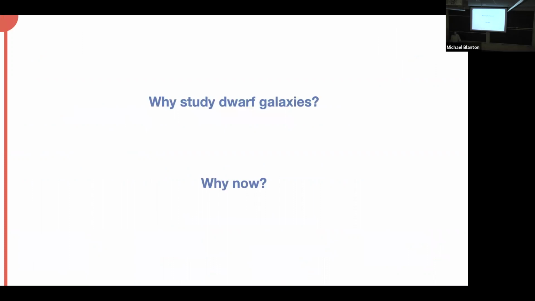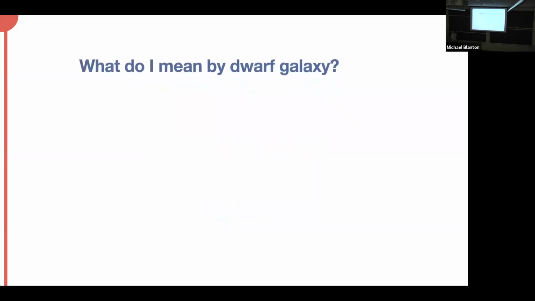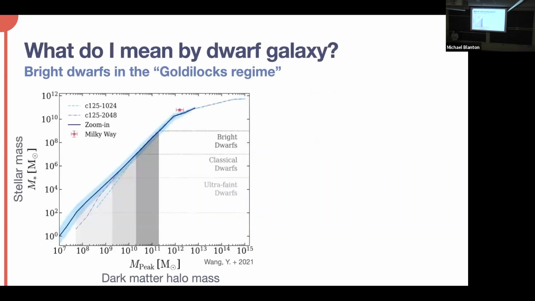Okay. So before I get into that, I really want to answer two questions. First, why study dwarf galaxies? And then second, why now? And before I answer those two questions, I do really need to answer an even more preliminary definitional question, which is, what do I mean by dwarf galaxy? And when I say dwarfs, which is not completely trivial, even for people who think about dwarf galaxies a lot. When I say dwarf galaxies, I really mean bright dwarfs.